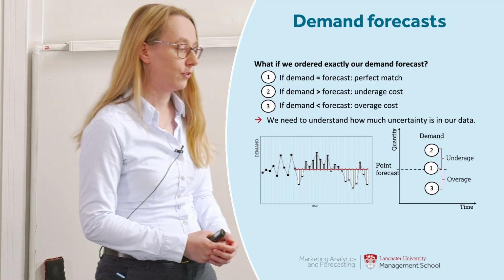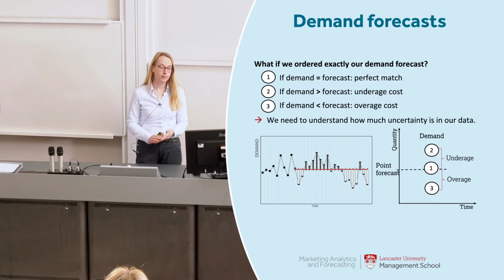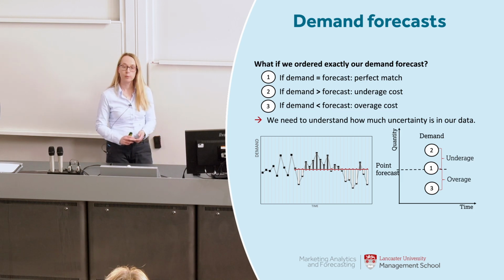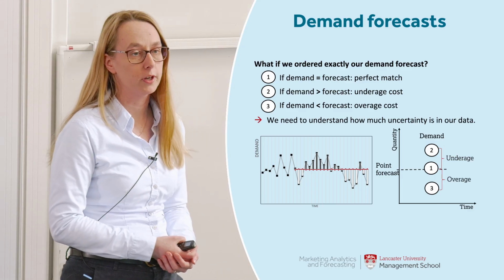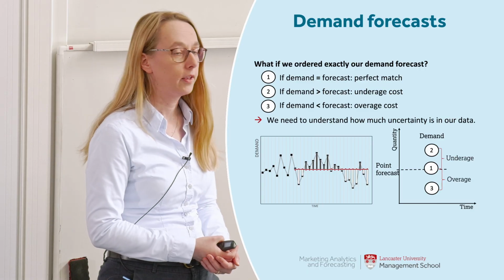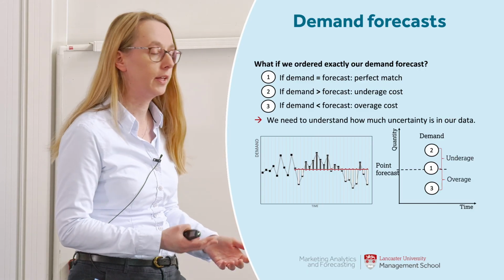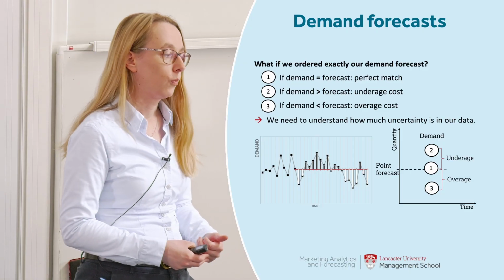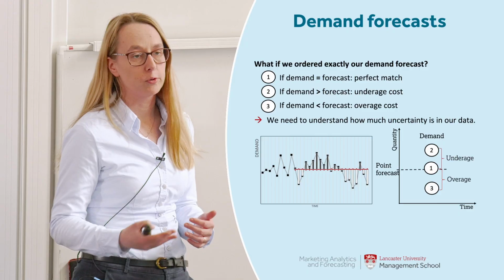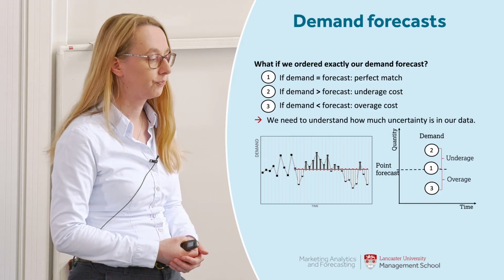So there are two other situations that we might face. So what if our demand is bigger than the forecast that we assumed? In that case, we would have an underage cost because we weren't able to satisfy that demand. Another alternative outcome could be that our demand is smaller than our forecast, and in that case we would have an overage cost because we wouldn't be able to sell everything that we ordered.